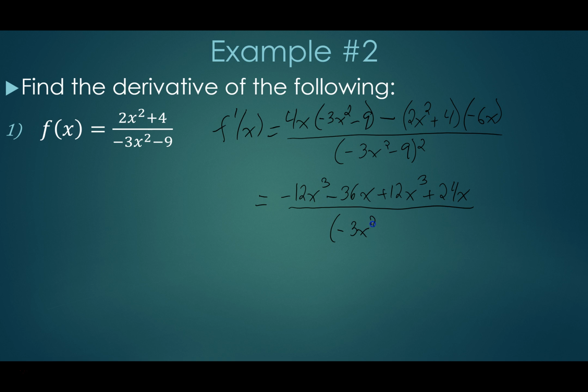And we never really want to square out the bottom. It's very unnecessary. We want to leave it the way it is. If you want, you're more than welcome to, it's just an unnecessary portion of it. When I combine, I notice I have negative 12x cubed and positive 12x cubed. They're going to cancel, leaving just negative 36 plus 24, which is negative 12x, over the bottom part squared.